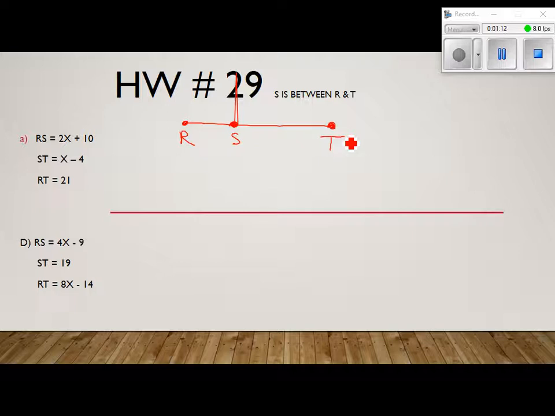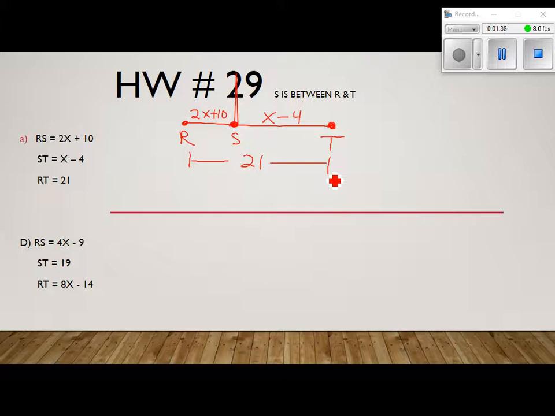You draw it. They tell us RS is 2x plus 10, so I label that 2x plus 10. Again, ignore that crazy mark going up through there. ST is x minus 4, so I label that. And then RT, which is the whole thing, they tell us this time is 21. You have that on your paper, that drawing with all of it labeled, you get a point.